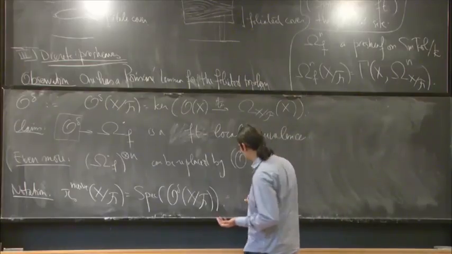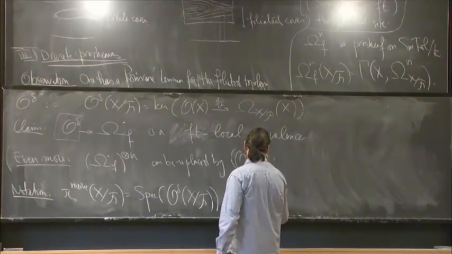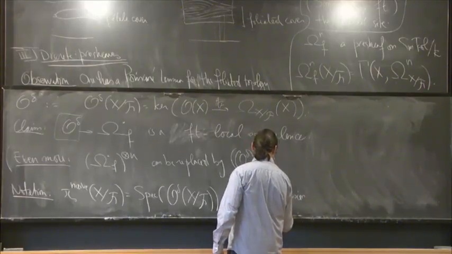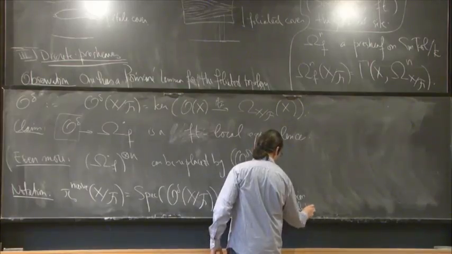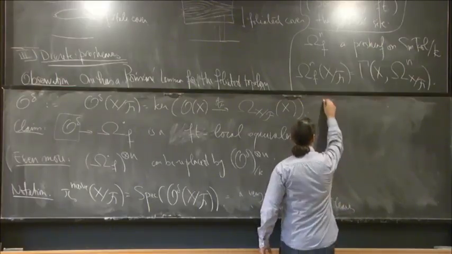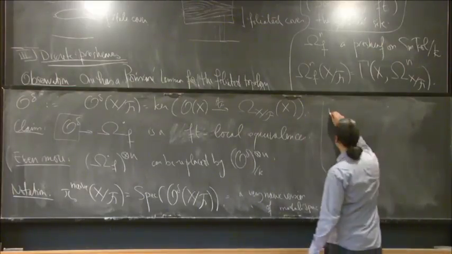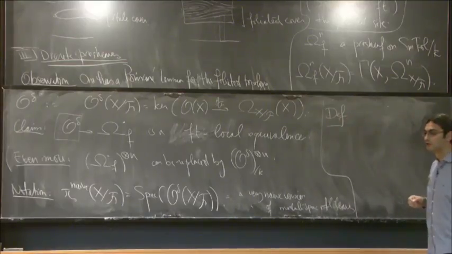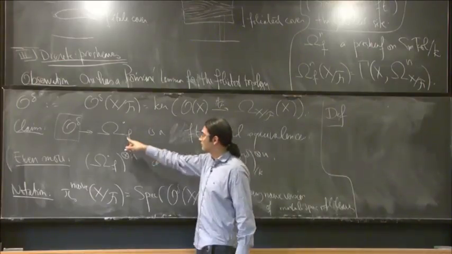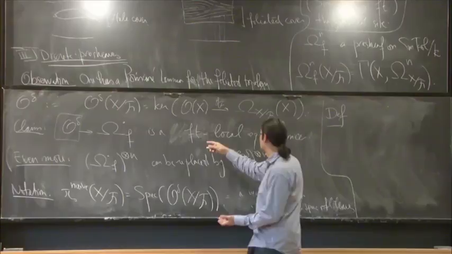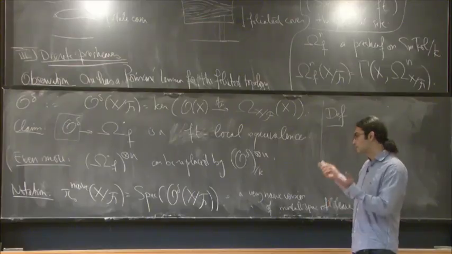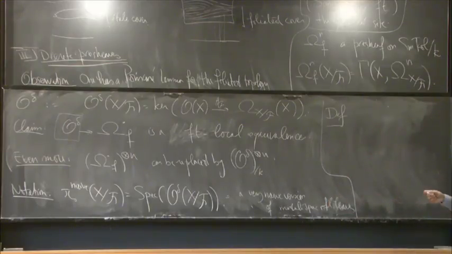Right? So this is a very naive version of a moduli space of leaves. And I can make a definition. It's a quasi-isomorphism, so it's a local equivalence, so you can apply whatever functor you want. Over a characteristic zero field, there is no problem.